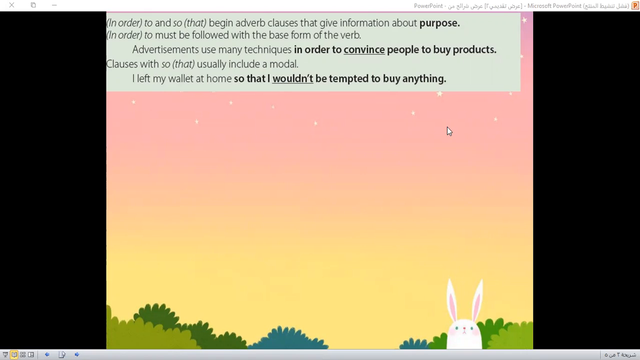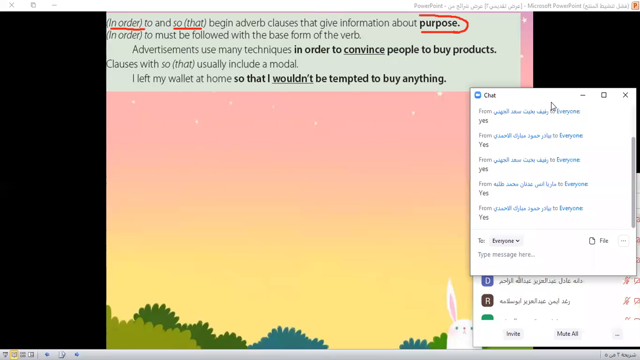Right. Here we have an adverb which is in order to. In order to and so that, we have two of them. In order to and so that, between parentheses here, يعني إنه ممكن نستخدمهم ممكن لا. So that begin adverb clauses that give information about purpose. Purpose, which means a goal or aim. Why I do this thing. التي قبلها since, because of, and now I use them when I have my reasons, when I want to give a reason. Here, no, I want to give you purpose. يعني الهدف من فعل للشيء. Okay, it seems almost the same.